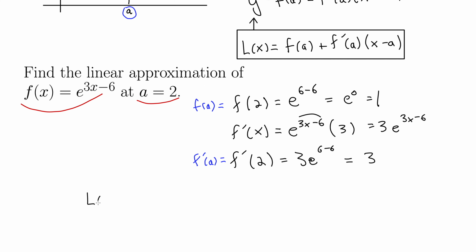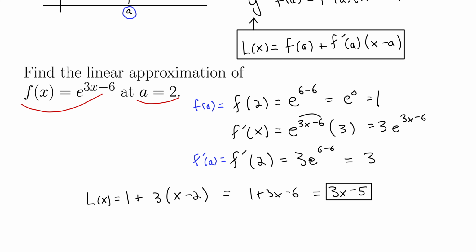Let's go ahead and plug everything in to get our L of x. We decided f of a was 1, plus f prime of a was 3 times the quantity x minus 2. And now we clean it up and make it look nice. Usually I put it in y equals mx plus b form because it is a line after all. So 1 plus 3x minus 6 is finally 3x minus 5. Look how simple the line is for this linear approximation compared to the function itself. A lot easier to work with.